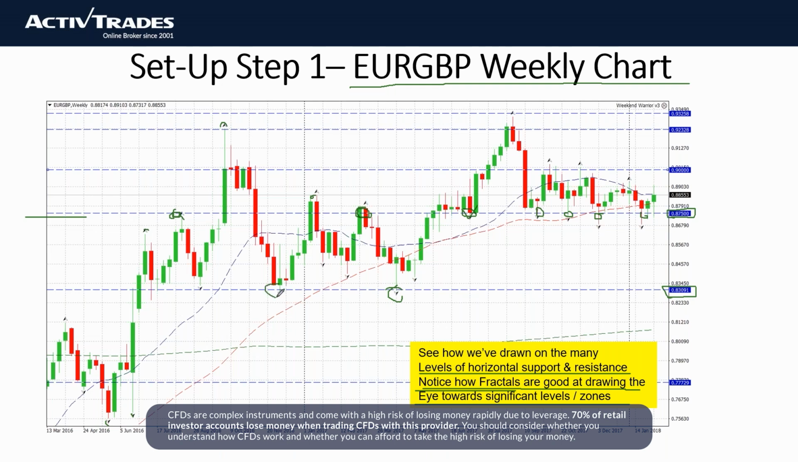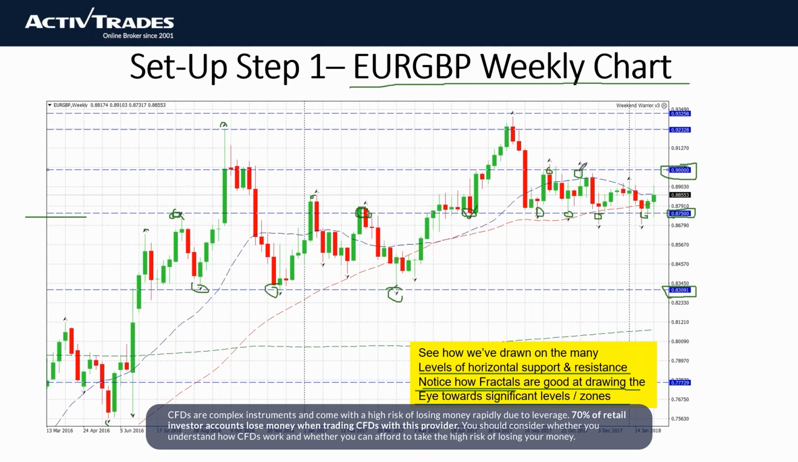And we see that again here, 83.00, fractal, fractal, fractal. And the more you practice, 90, big round number, fractal, fractal. You start to see how very often, with a bit of practice, fractals can help you draw your eye towards what the market believes are significant levels and zones.